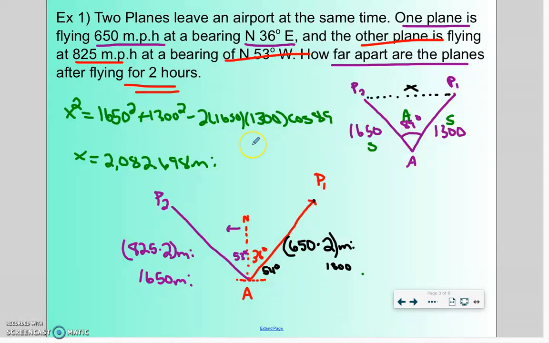The only reason I didn't show the in-between step is because you've been doing them for the past 2 days. A lot of the application is just getting the picture set up. What does it look like? What am I looking for? And at which angle are things traveling? Because beyond this, now that I know this distance is 2,082 miles, a follow-up question could be, what angle does plane 2 have to travel at to get to plane 1, knowing that distance? And then it turns into a law of sines question.